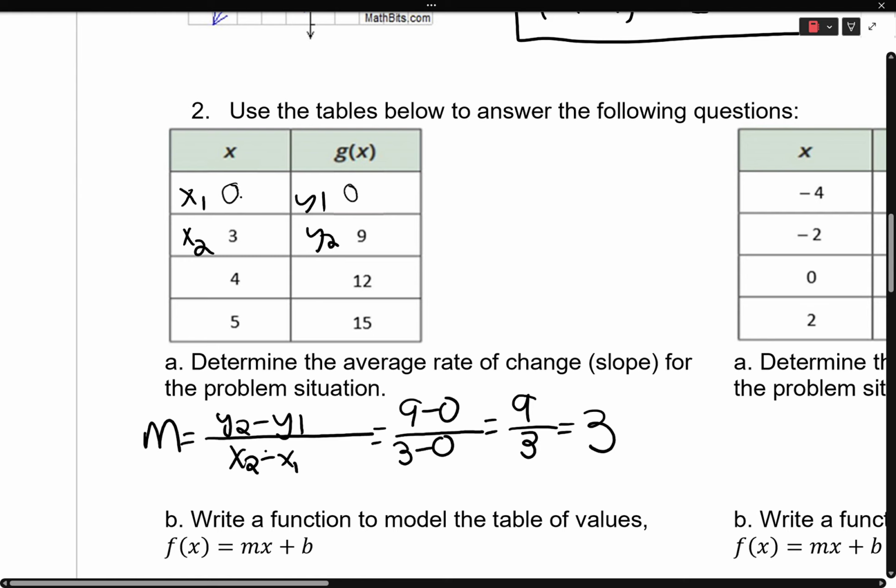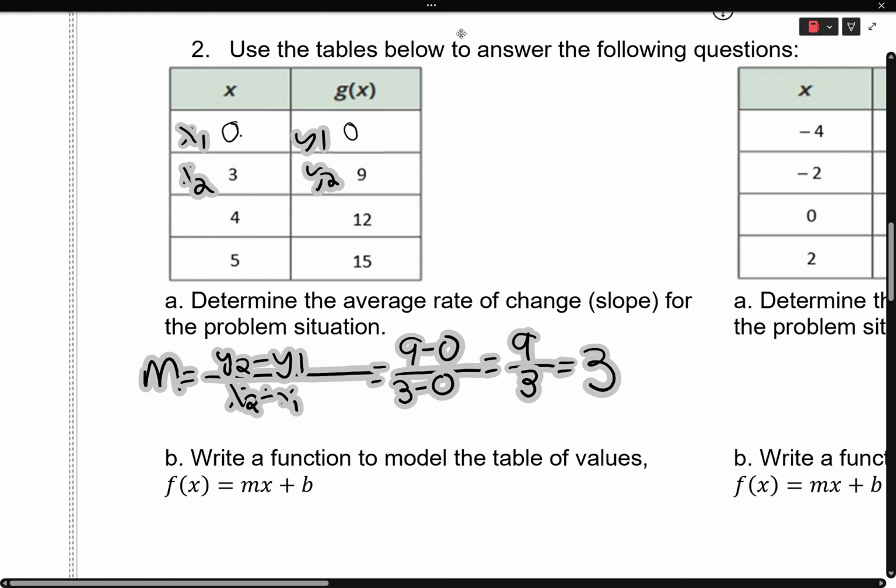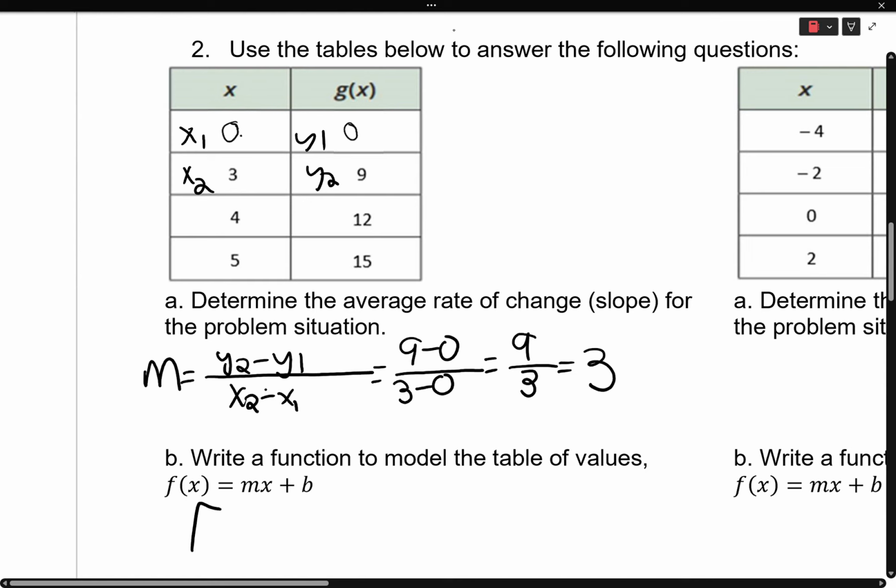Letter B asks us to write the function as f of x equals mx plus b. So, we already found m, it's +3. B is whatever number is attached to x is 0. Looks like y is 0. So, +0.